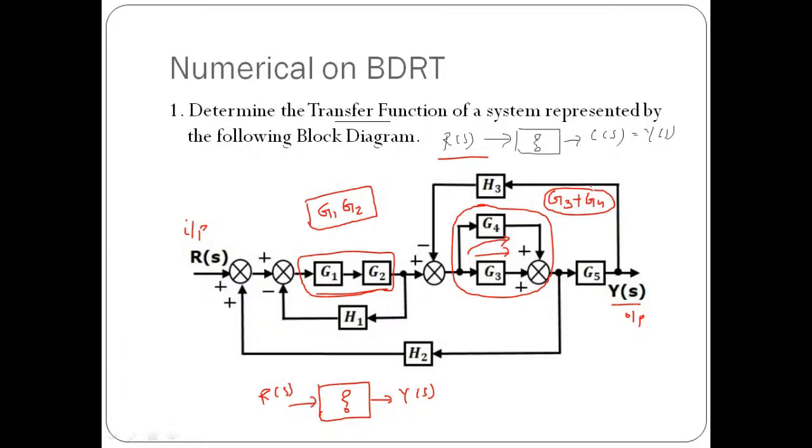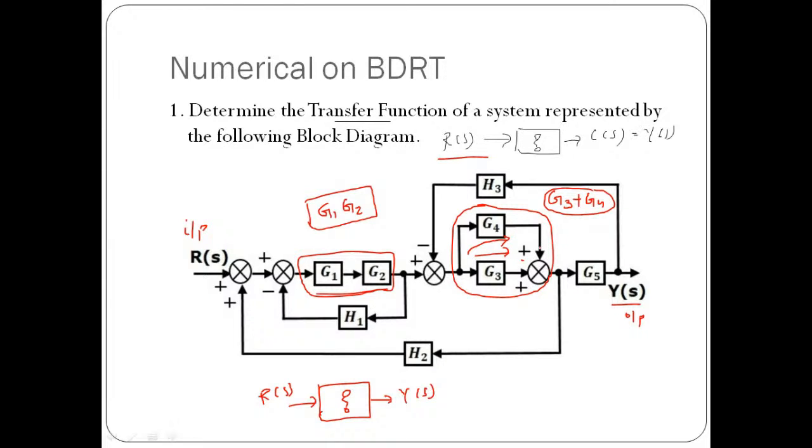Why? Because when the blocks are connected in parallel, we need to find the equivalent gain by adding or subtracting their individual block gains. Now in both the cases the gains are positive, that's why G3 plus G4.